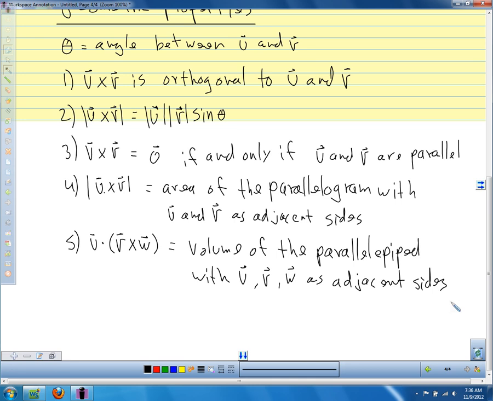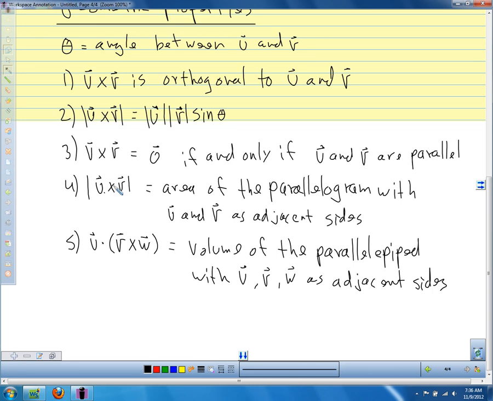So that's why they call it the box product. It gives us the volume of that box with these three vectors as adjacent sides. Most of the properties are very familiar. The ones that we have to be careful with, if we take the cross product in the opposite order, are sign changes. And if our cross product is 0, that tells us our vectors are parallel.